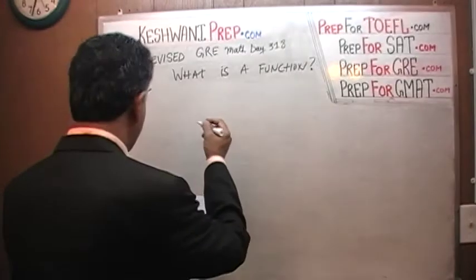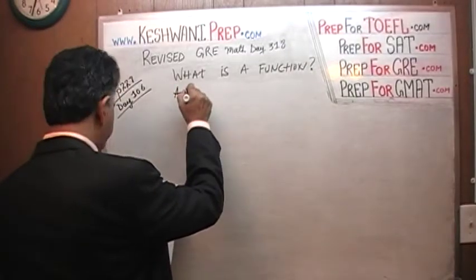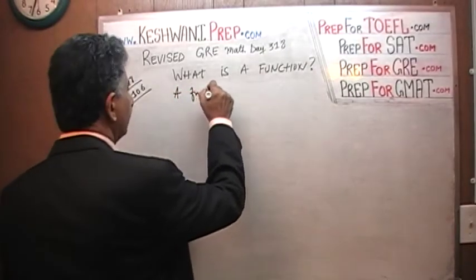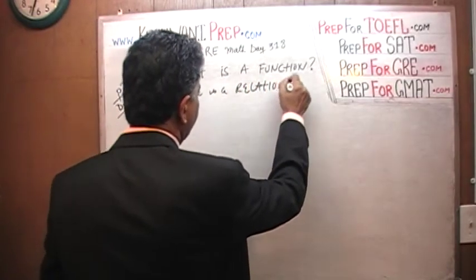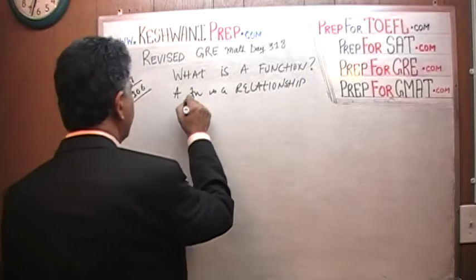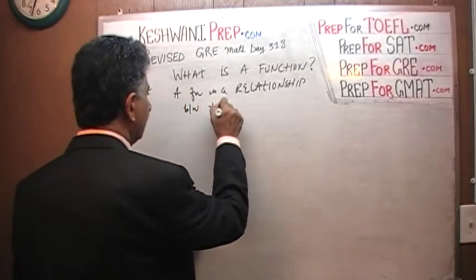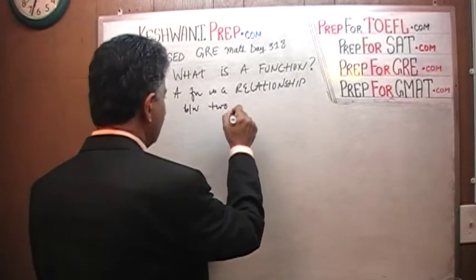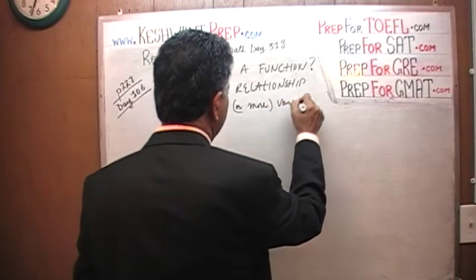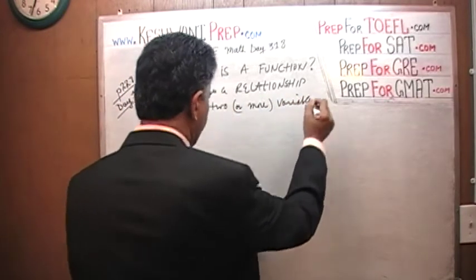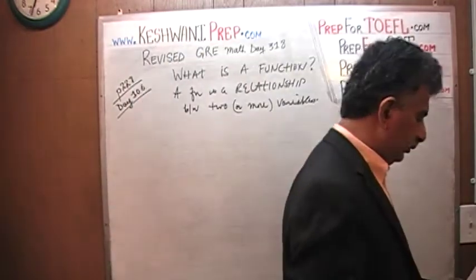What is a function? A function is a relationship between two or more variables. It's a relationship between two or more variables.